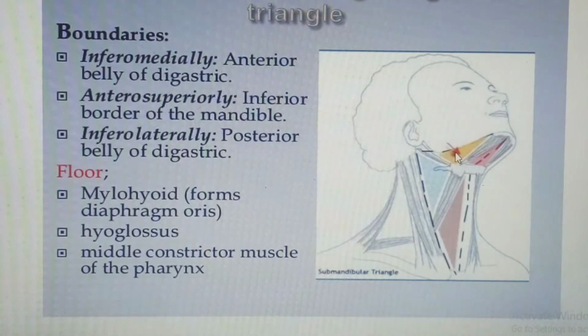Of course, we know that the floor is formed by the mylohyoid muscle, which forms the diaphragm of the oral cavity. So the diaphragma oris is the mylohyoid muscle, and if I cut and reflect it, I will have the hyoglossus muscle, and deep to that we also have the middle constrictor muscle. So that's one thing you have to know regarding the submandibular gland lying in the submandibular triangle.